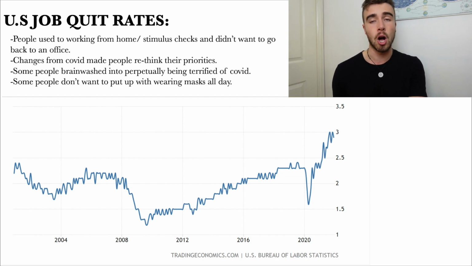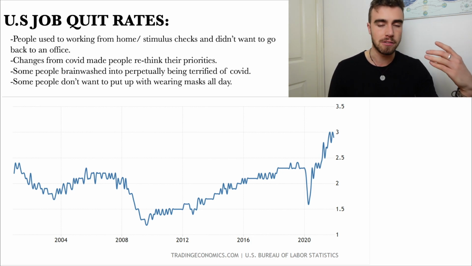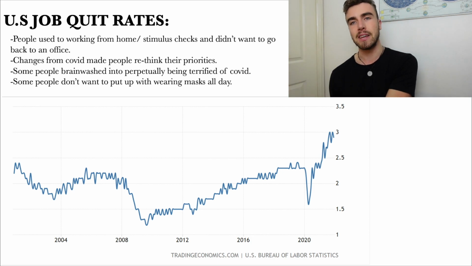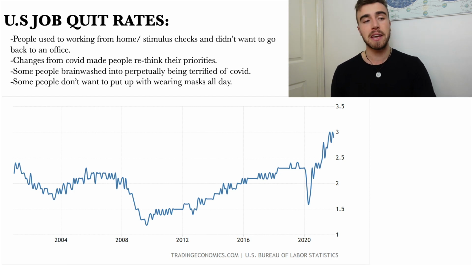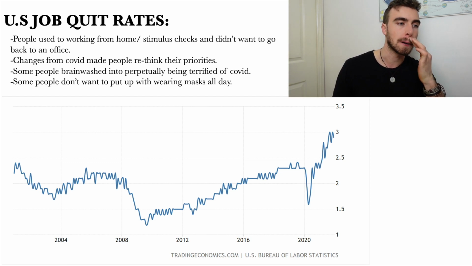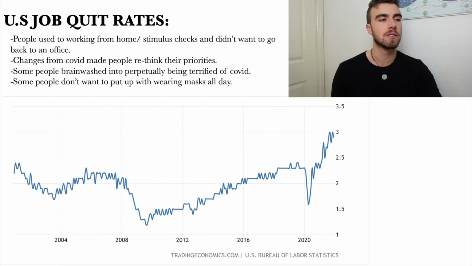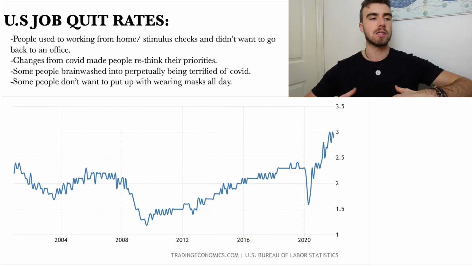I think working from home has been a big part of it, where people have seen the benefits of working from home and they've enjoyed that lifestyle, and then coming back in the office, they don't want to do that. The stimulus checks, I think, have played a factor. People not working and then having to go back to work, I think has been difficult for some people. Changes from COVID, so when we had the first lockdown, it shut the whole world down. It made the whole world a more relaxed change of pace.